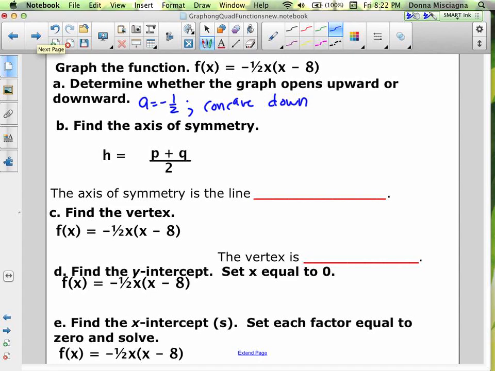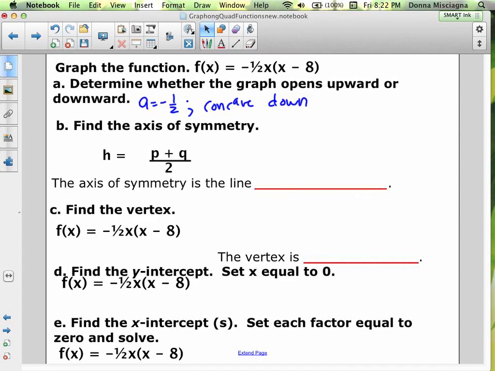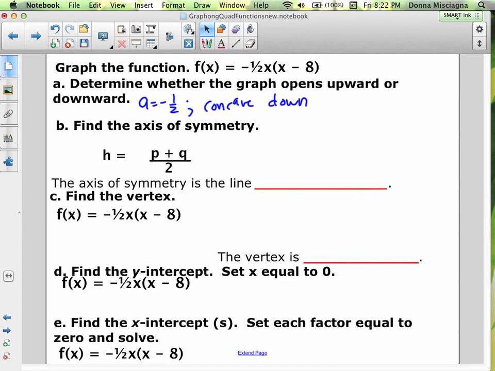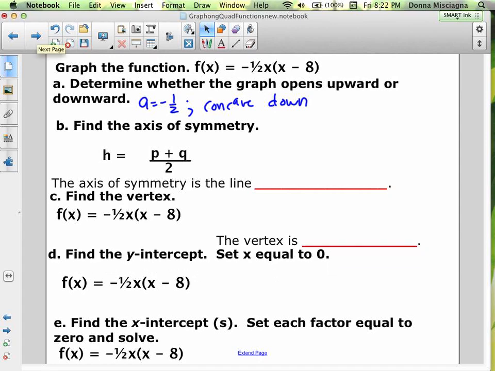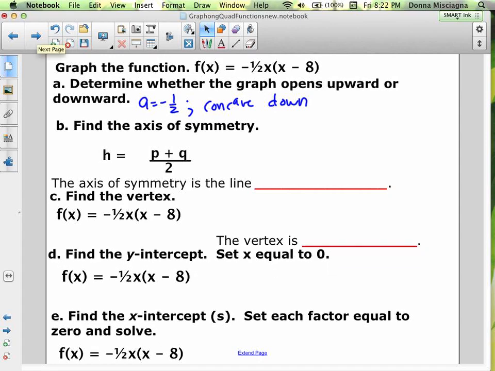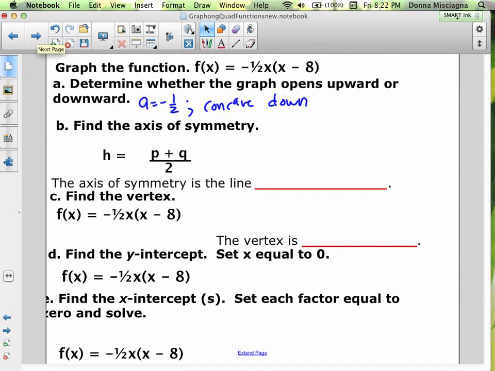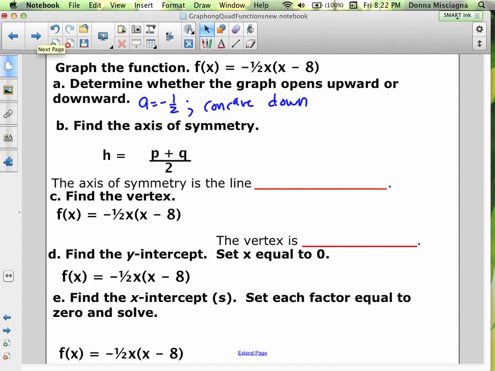Let's find our axis of symmetry. Our P and Q, those are just our x-intercepts. Let's find our x-intercepts and then go back and find the axis of symmetry. I think that might be easier for some students. I'm just moving everything up here because I have hardly any space at the bottom to find my x-intercepts.